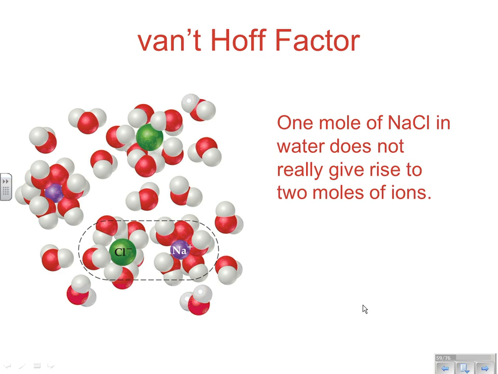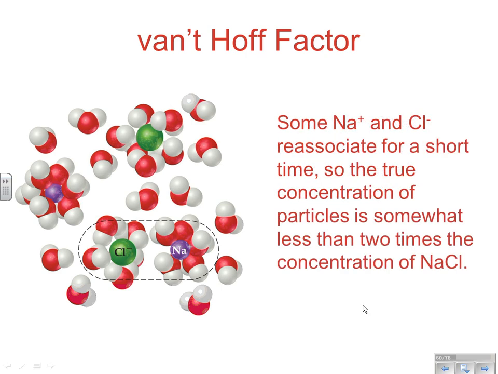Now what's really happening is 1 mole of NaCl dissolved in water doesn't really give you 2 moles of ions. Remember, sodium and chloride are oppositely charged particles, and when they encounter each other in the hydrated form of the solution, those particles can actually reassociate for a time. In other words, they can recrystallize and then later be redissolved. What this effectively does is, instead of getting twice as many particles at any given point in time, the reality is it's going to be slightly less than 2 times the concentration of the NaCl.